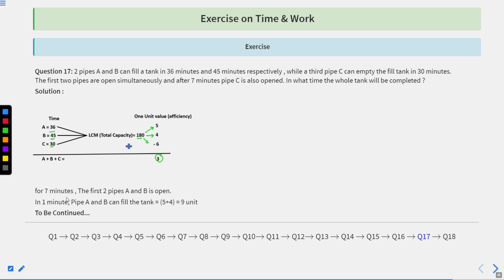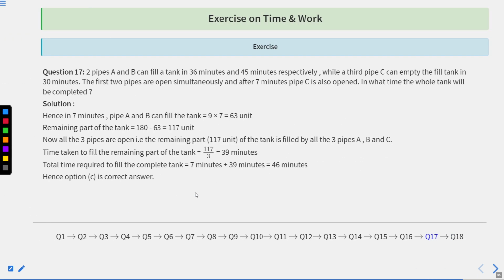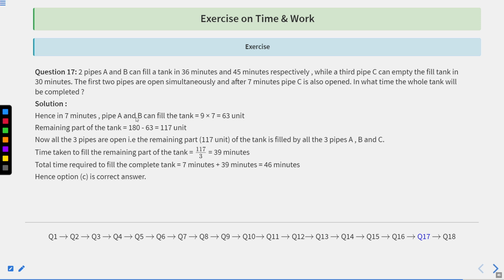So for 7 minutes, the first 2 pipes A and B are open. So in 1 minute, pipe A and B can fill 9 units. Hence, in 7 minutes, pipe A and B can fill that is 9 into 7 equal to 63 units. The remaining part of the tank is equal to 180 minus 63, that is 117 units.